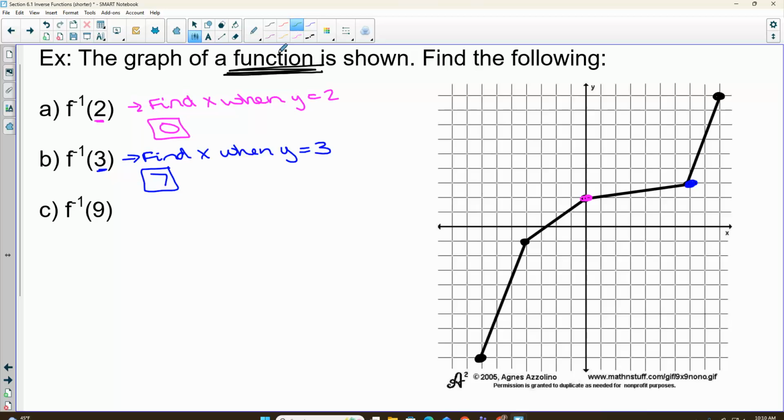F inverse of 9, what does that mean? Find x when the y is 9, because this is the graph of the original function. So that's right here. What's my x value?